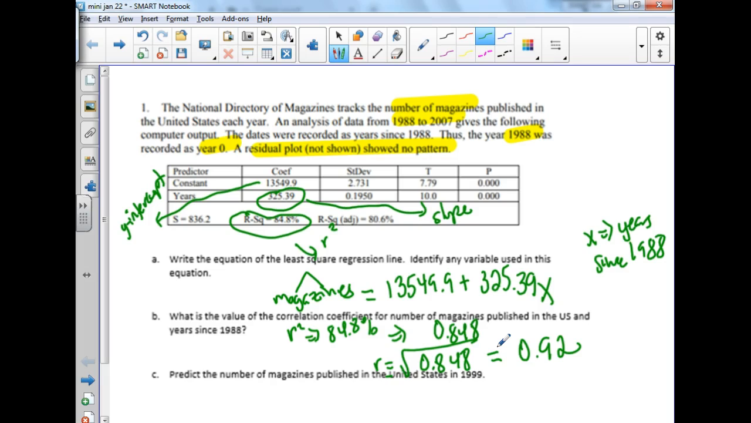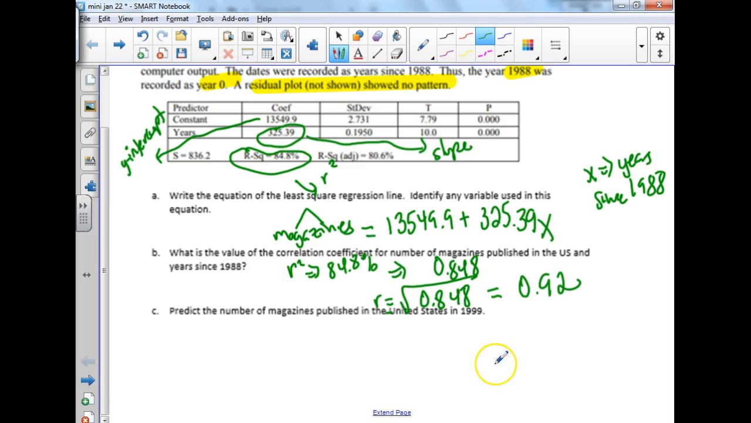It's important that you remember the key vocabulary words. Correlation coefficient is your r. If they had asked us about the coefficient of determination, or about the percentage of variation, they're referring to your r squared.